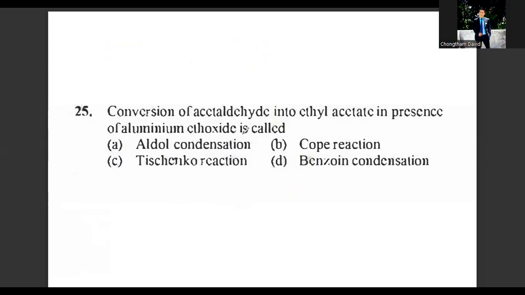Conversion of acetaldehyde into ethyl acetate in the presence of aluminum ethoxide is called. This is also a name reaction. Have you heard about the Tishchenko reaction? This you will find in aldehydes, ketones and carboxylic acids. So when 2 moles of acetaldehyde is treated in the presence of aluminum ethoxide. Ethoxide means C2H5O. Aluminum being trivalent, so 3.